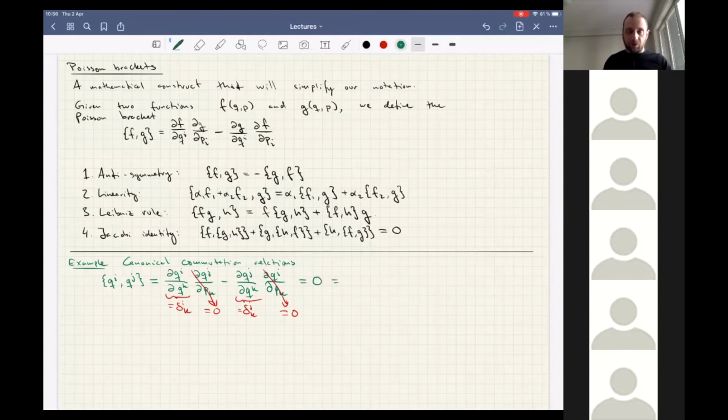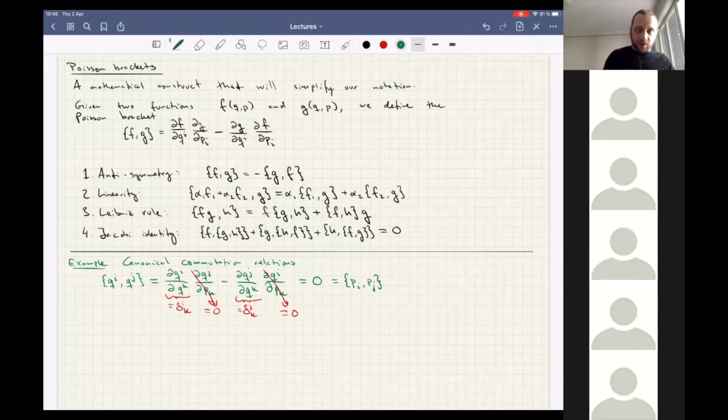And the same goes if we take the Poisson commutator of pi and pj, for the reason that the p's are independent of the q's. So the commutator between any two generalized coordinates is 0, just as the Poisson commutator of any two canonical momenta is 0.